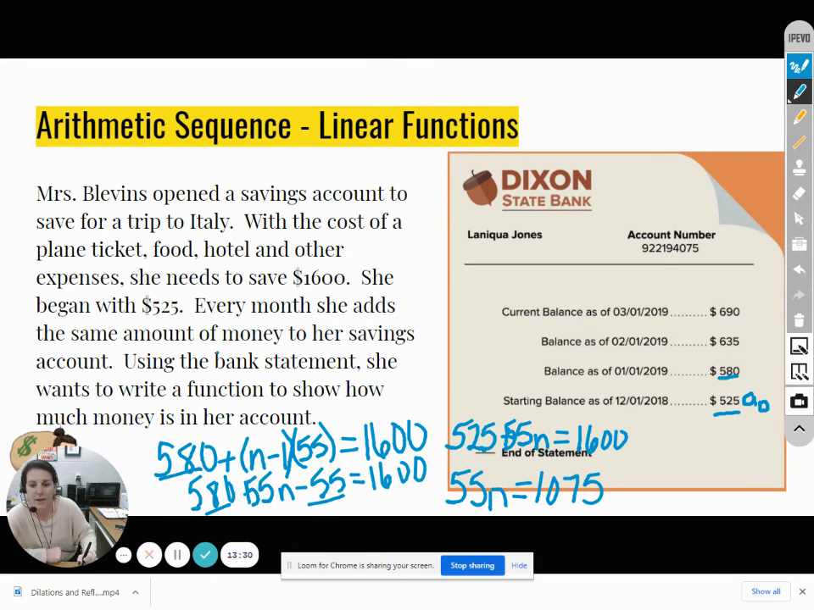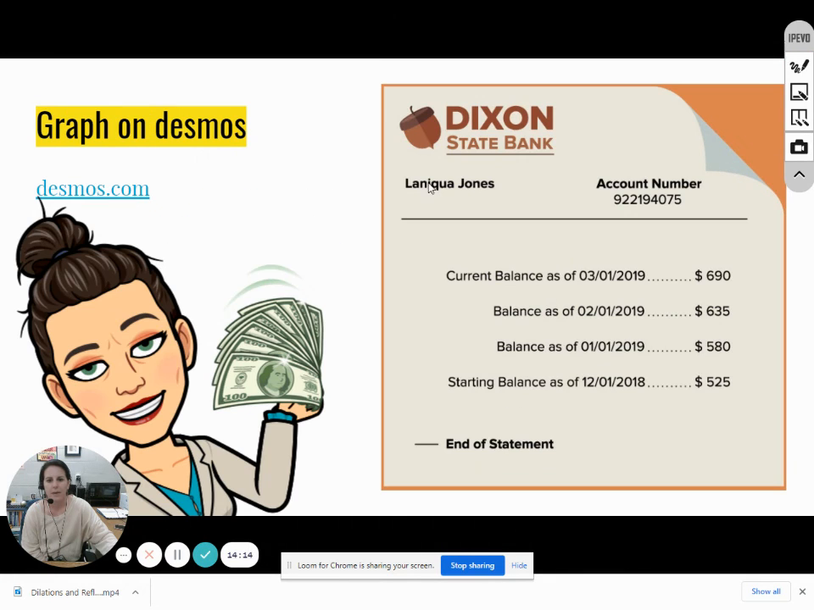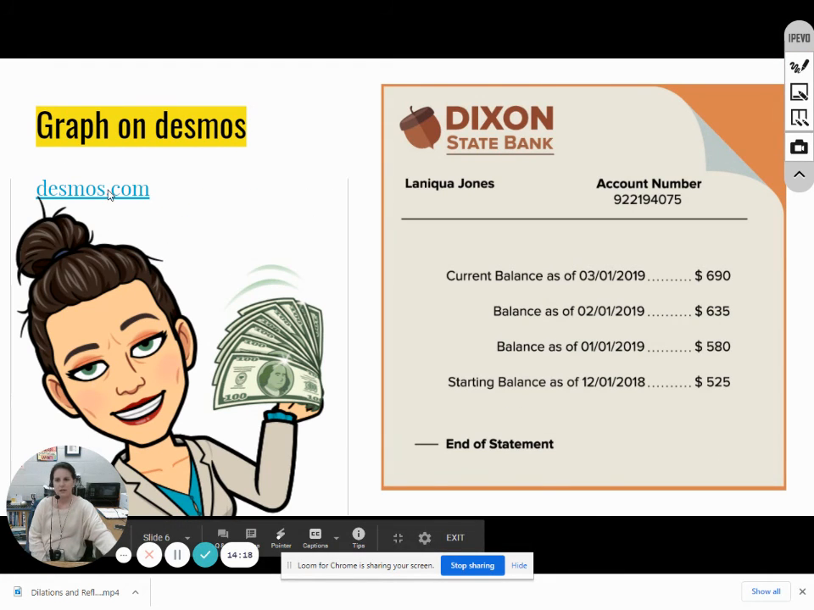Well, I'm not going to save a fraction of a month. I notice it says that every month she adds the same amount of money to her savings account. So I'm not going to add a little bit at a time. I'm putting it all in at once each month. So it's going to take me 20 months to have saved up enough money. If I only do 19 months, I'm not going to quite have my $1,600. If I save for 20 months, I'm going to have the 1,600 that I need and a little bit more. So that would be good. Let's plug it in and see. 525 plus 55 times 20 months of savings gives me $1,625.